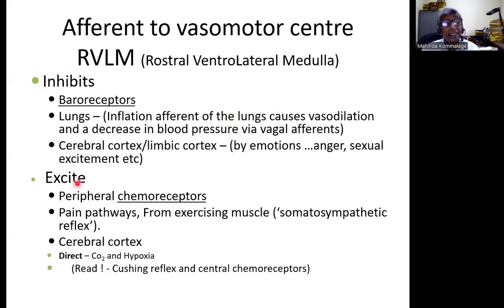Then RVLM will be excited by some impulses, especially from the chemoreceptors. There is a set of receptors we call chemoreceptors. We have many chemoreceptors in several places. They will send impulse and stimulate RVLM, and the pain pathway also stimulates it, and the cerebral cortex directly. Hypoxia and carbon dioxide directly act on RVLM and excite it.